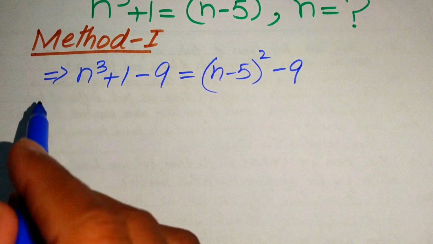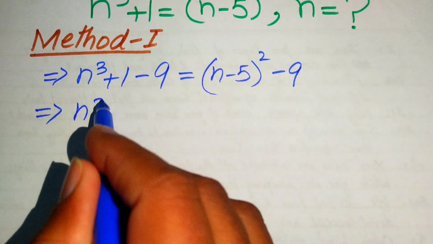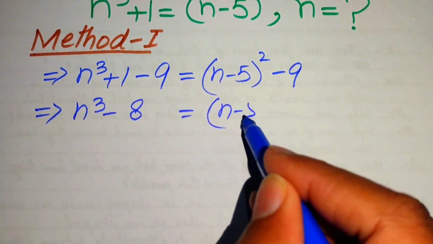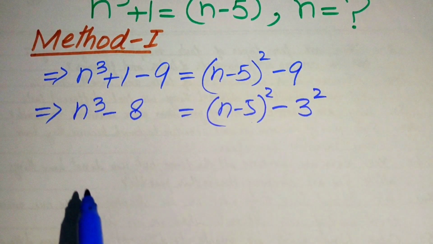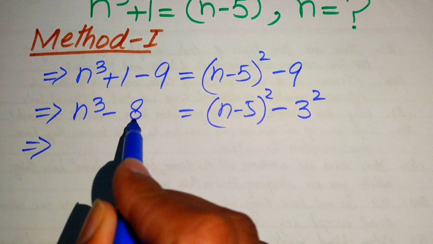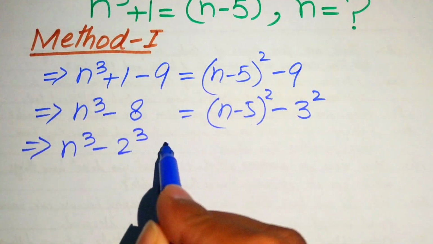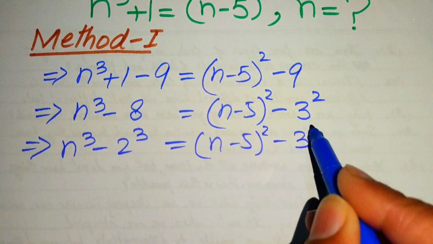And now in the next step, here you see that we have 1 minus 9 equals minus 8, and in the right hand side we have (n minus 5) whole squared, and we write this 9 as 3 squared. And in the left hand side we write this 8 as 2 cubed, and we use the two formulas on both of the sides.